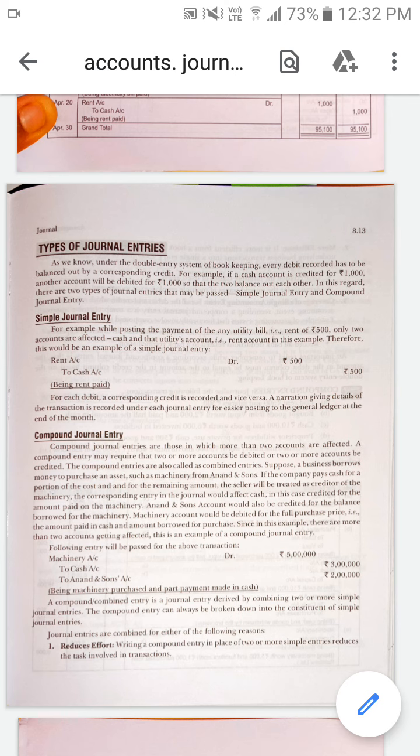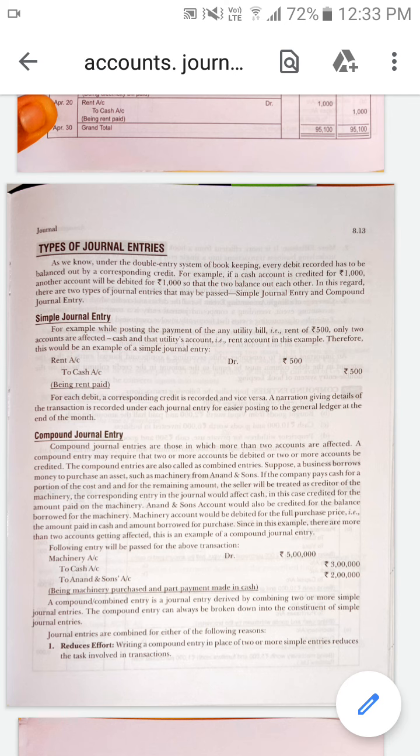the value of the machinery is 5 lakhs, and at the time of purchasing the machinery, 3 lakhs is paid immediately by the purchaser. The value of machinery is 5 lakhs, but they paid only a certain portion of the value. 3 lakhs is paid immediately and the balance is considered as credit. So the seller will be treated as the creditor of the machinery.